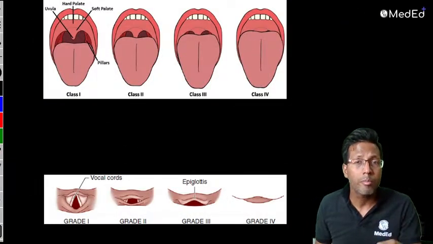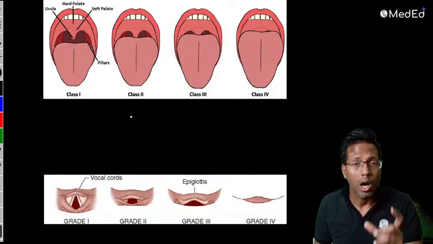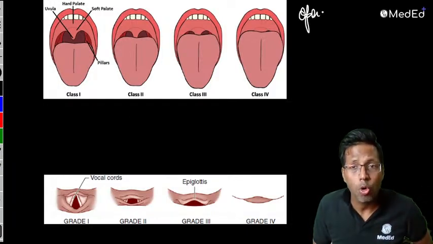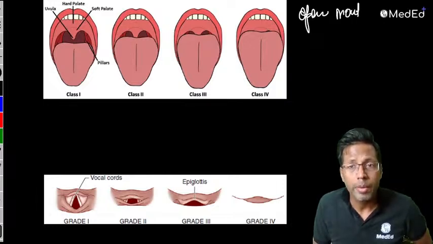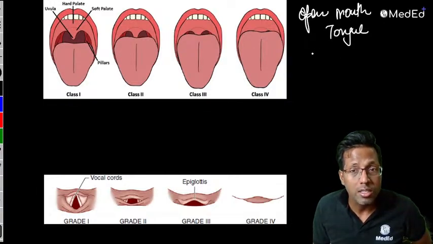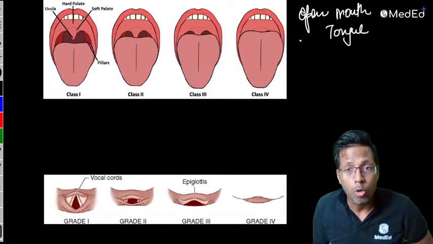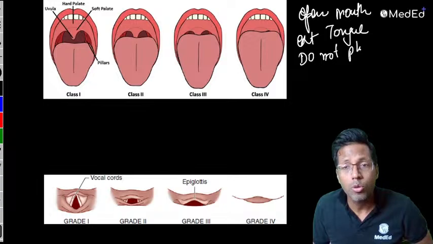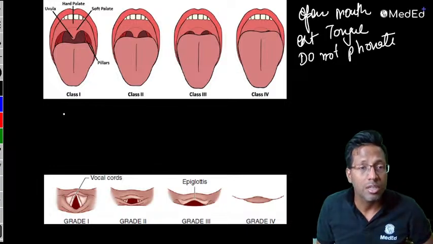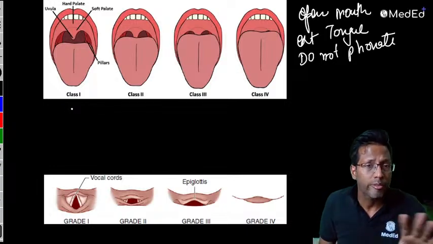So going forward, Mallampati, guys, tells you about the posterior pharyngeal structures. So you ask the patient to open the mouth, you ask the patient to extend the tongue, and then we ask the patient not to phonate. Okay, so open the mouth, extend the tongue, and do not phonate. What are we going to do, guys? We are going to look at the posterior pharyngeal structures.